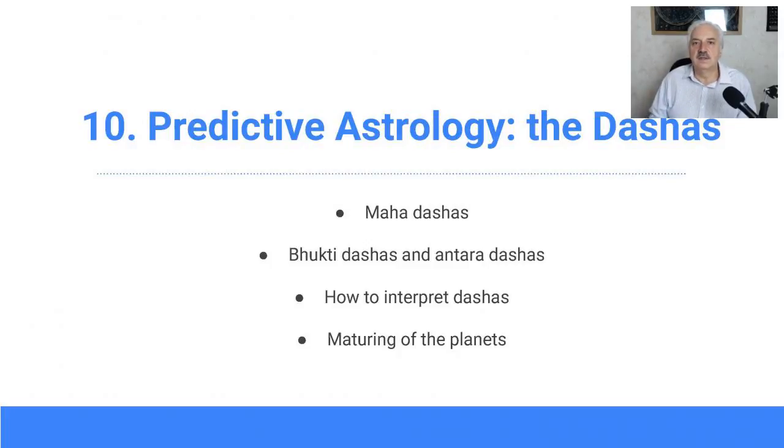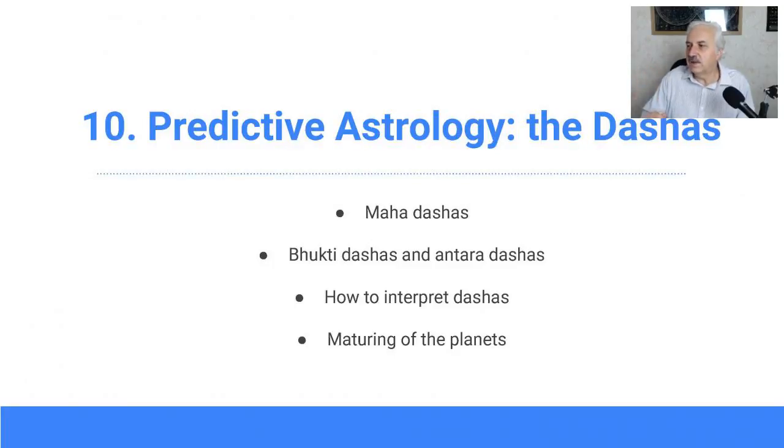Basically, I can tell you right now how to interpret dashas. Just see which planet rules it, and then you know where that planet is, in which sign, in which house, which houses it rules, which aspects it receives from the other planets. You need to take all that into account, and that will tell you the whole story about that period. And that's a Mahadasha. You just have one ruler.